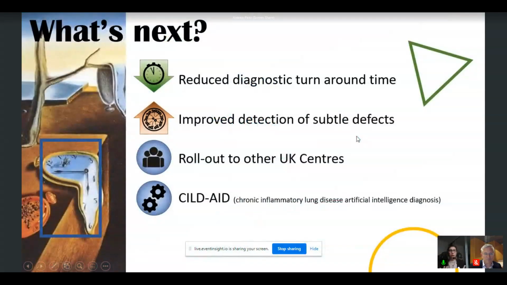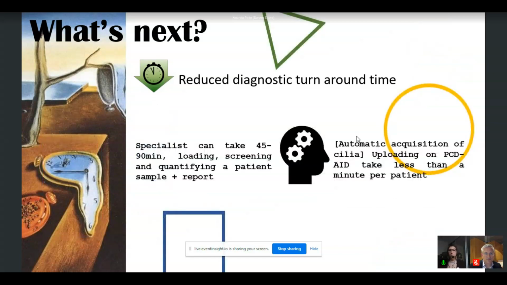So just to wrap up and to tell you a bit more of what we want to do next and what we want to do with this tool. We obviously want to reduce the diagnostic turnaround time, and I'll tell you how. A specialist can take 45 to 90 minutes to screen a patient. It depends on the complexity of the case, and then they need extra time to do a report.